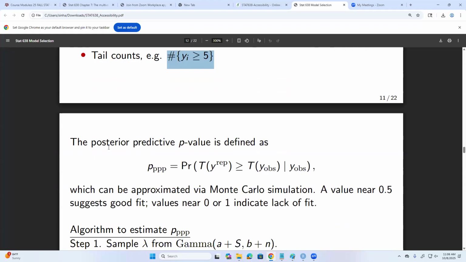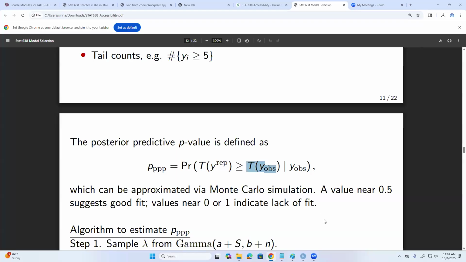And then calculate the posterior predictive p-value, which is the probability that the statistic from replicated data is greater than or equal to the statistic calculated from observed data, and which can be approximated by a Monte Carlo simulation. A value near 0.5 suggests good fit. Values near 0 or 1 indicate lack of fit. Again, in the Bayesian world, we don't use a p-value threshold, so a little bit of subjectivity is there. You choose what is close to 0 and what is close to 1.